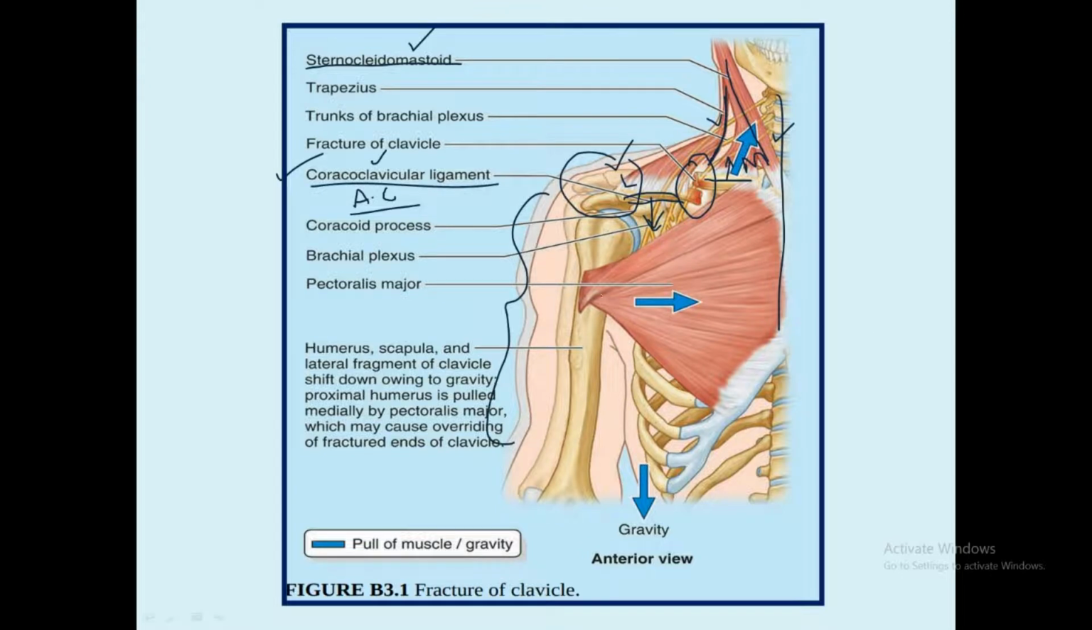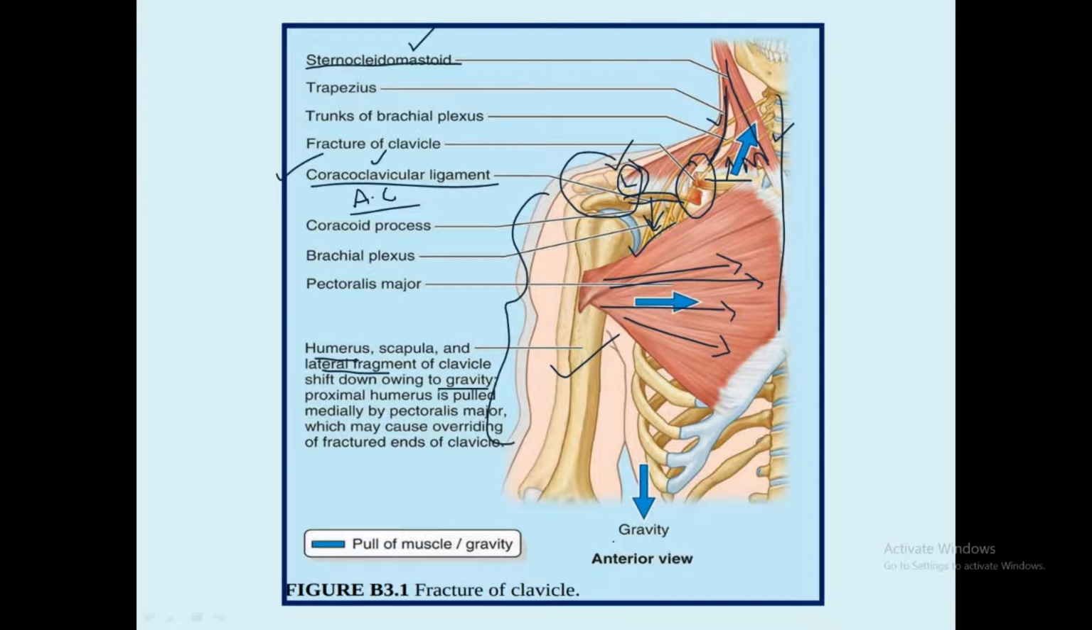So the pectoralis major, it is displaced medially. Medially, in this direction. So here is the humerus, the scapula, and the lateral fragment. This lateral fragment too shifts down owing to gravity.